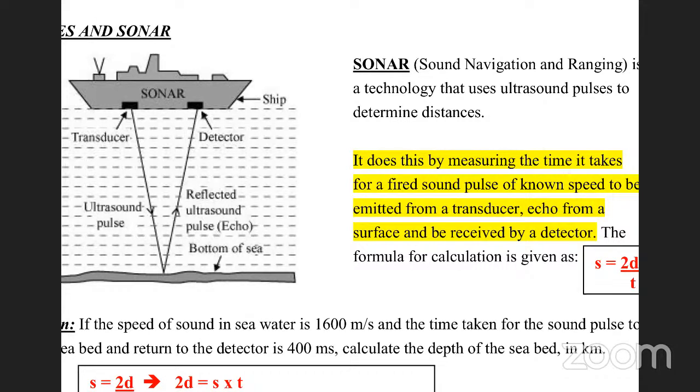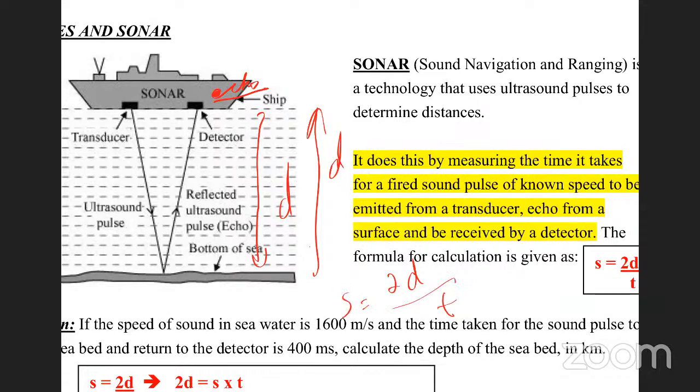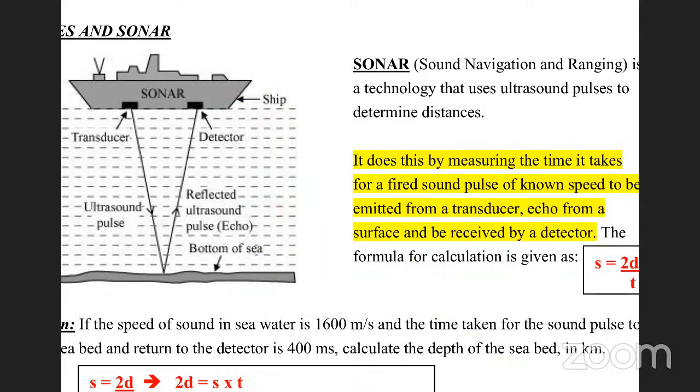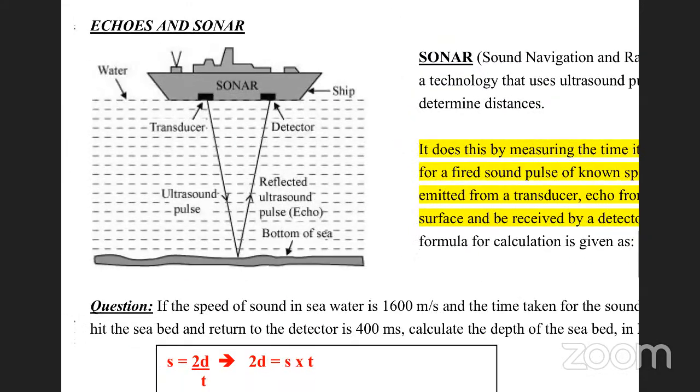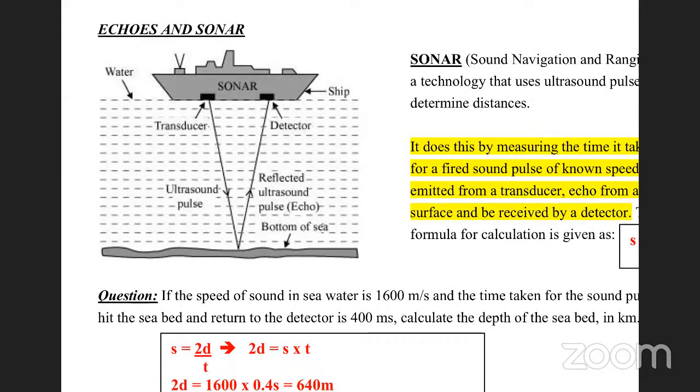So the echo, remember, we measure the time for the echo to come, right? And that echo would have traveled down, which is D, and back up, which is also D. So that echo would have traveled 2D. And the time that we have is T. So speed is 2D over T. All right. And of course, you rearrange your formula and you find for a distance. All right.